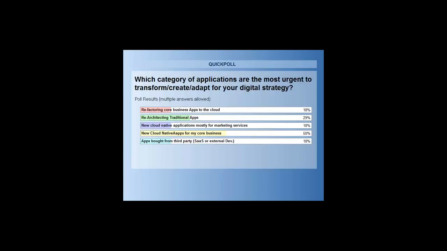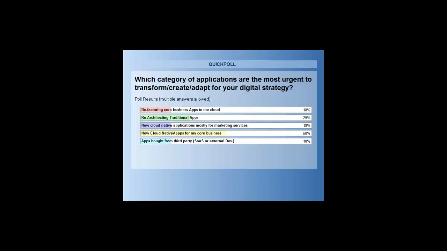And here's our results. So we see that the majority of the applications are traditional applications that will be re-architected. Oh, I apologize. The majority is new cloud native applications for the core business, followed by traditional applications as the next highest category. And so, Mark, any comments on those numbers?